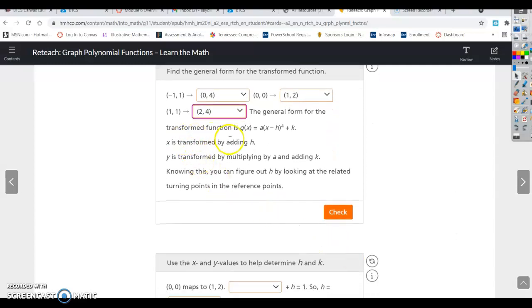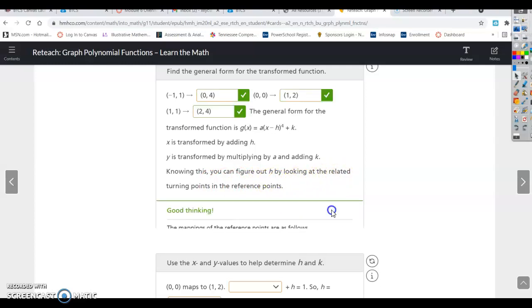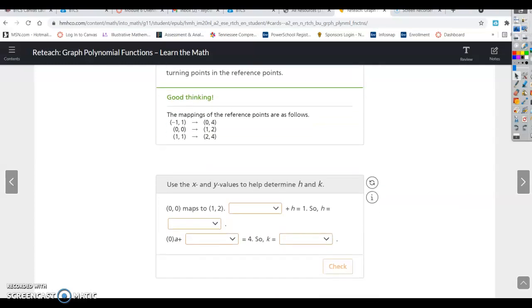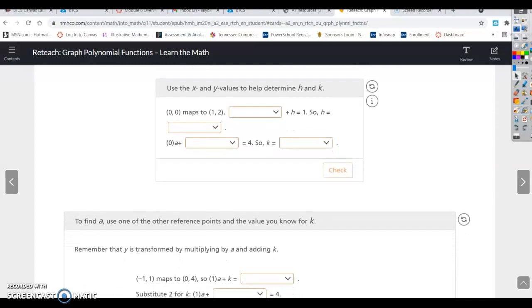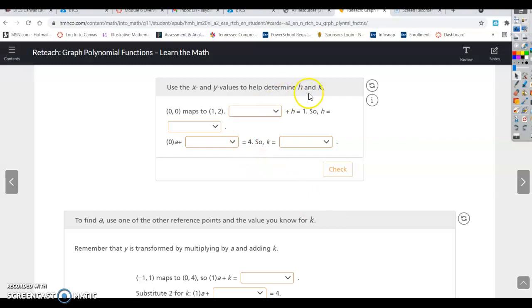All right, and it says the transformed function is g of x equals a times (x minus h) to the 4th power plus k. X is transformed by adding h. Y is transformed by multiplying by a and adding k. Knowing this, you can figure out h by looking at the related turning points and your reference points. It says use the x and y value to help you determine h and k. We've already determined h and k by looking at the graph, but they want us to look at it using the points.